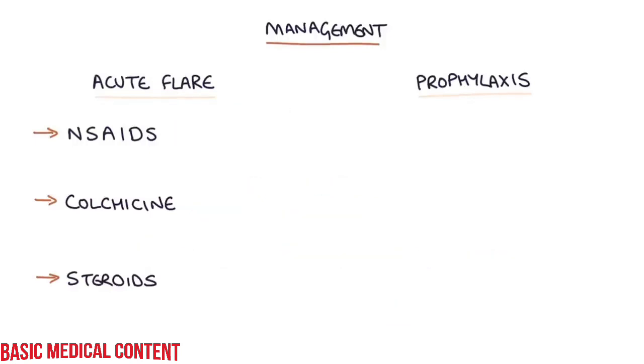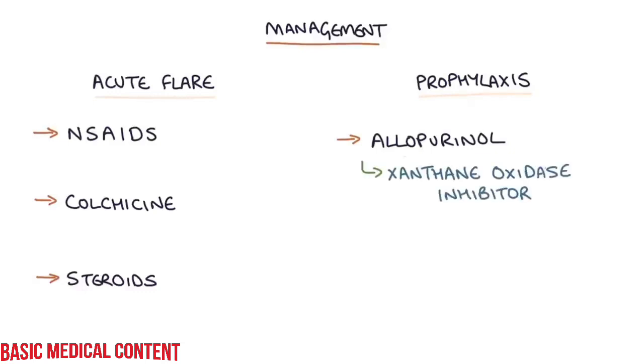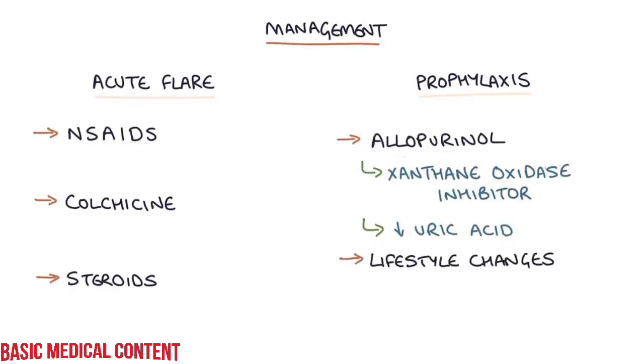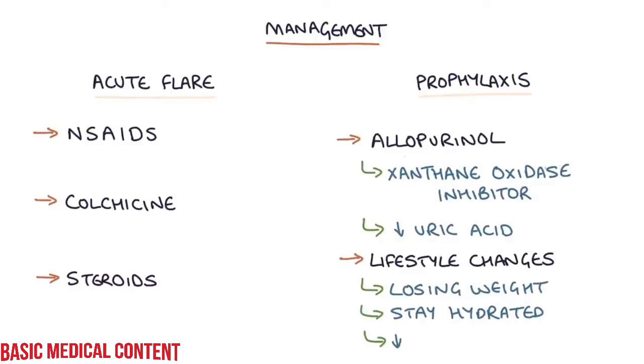The second aspect is prophylaxis, and the one medication you need to remember is allopurinol, and this is a xanthine oxidase inhibitor that's used for the prophylaxis of gout, and it works by reducing the uric acid level. It's also important to advise the patient about lifestyle changes, which can really help to reduce the risk of developing gout, and this involves losing weight, staying well hydrated, and minimizing the consumption of alcohol and purine-rich foods such as meat and seafood.